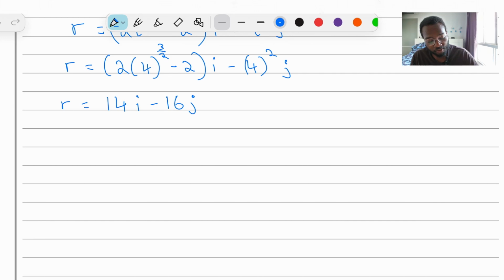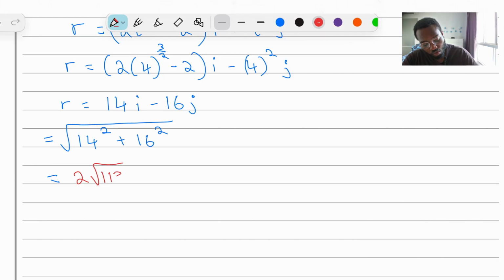Therefore, if we do Pythagoras' theorem, we do 14 squared plus 16 squared. And if you work that value out on your calculators, you will get the grand total of, if I do the exact value first, you'll get 2 times the square root of 113 meters, and you can leave your answer like that. That is the exact value, 2 root 113. And that is this paper done.